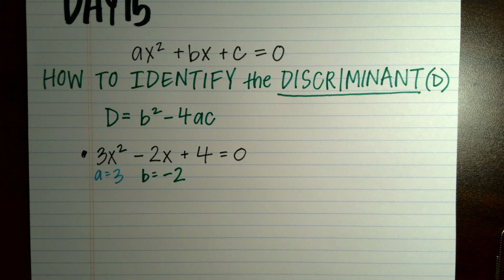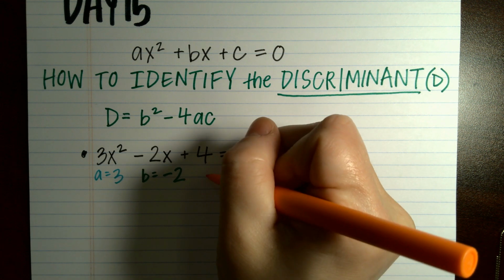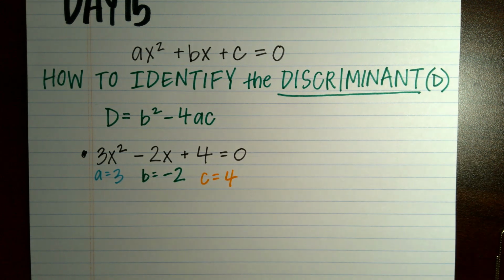Let me get my orange. There it is. I'm so hungry. C equals 4. Girl, me too, I'm sorry, honestly.